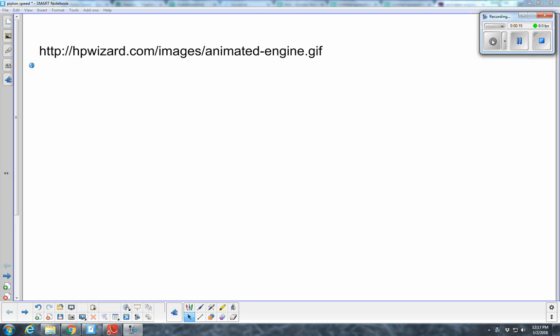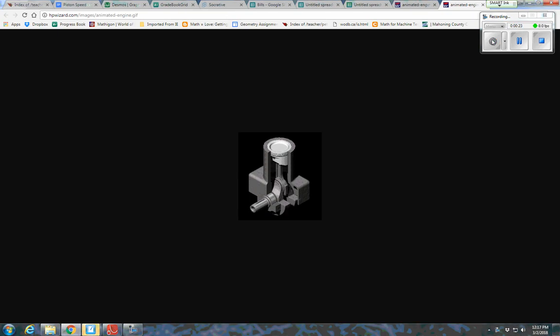All right, so for everybody else, what we're going to be doing today is piston speed, okay? You've seen, we've been talking about engines for a little while. Here's a nice little GIF or whatever you want to call it of the piston going up and down, up and down. But my question for you today is, how fast is this piston going?